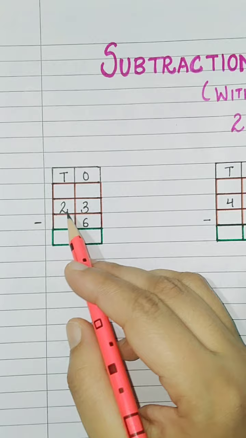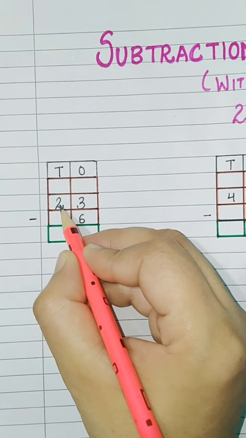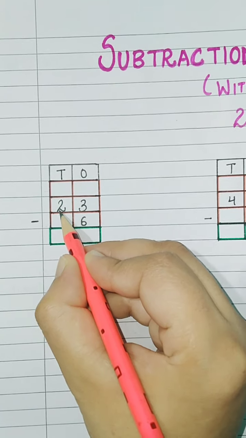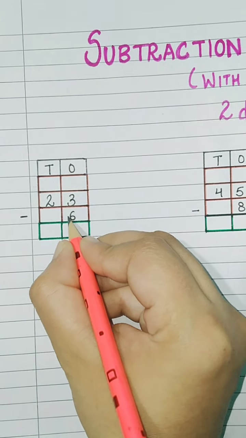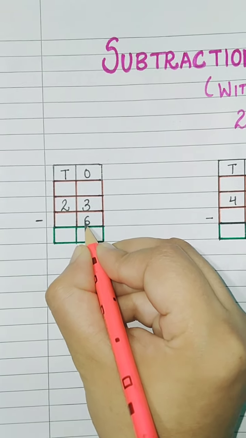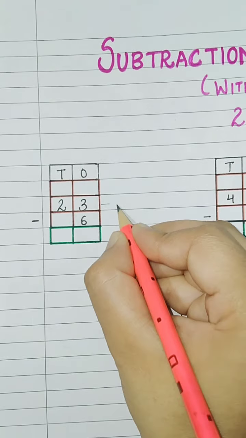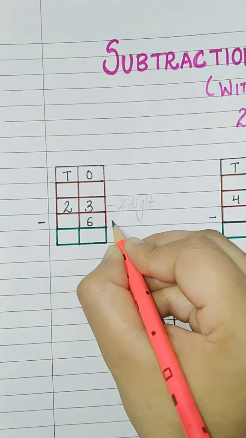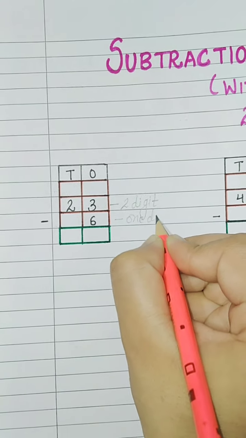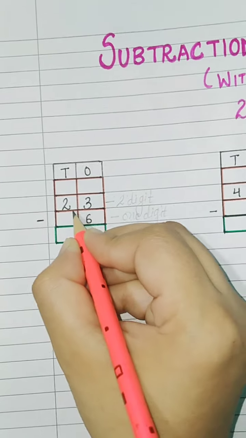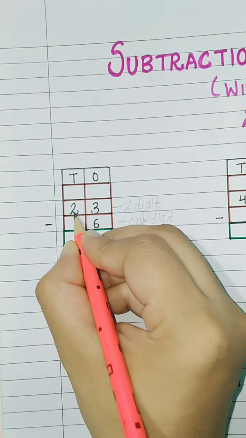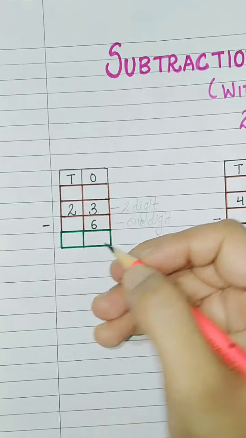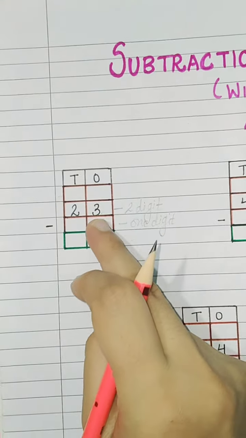Look at the first number, 2 3. What is this number? This is 23. And here what is the number? A number 6. So this is a two digit number, and this is a one digit number, because 23 has two digits, ones and tens, and 6 has only one digit. So now we have to subtract 6 from 23.